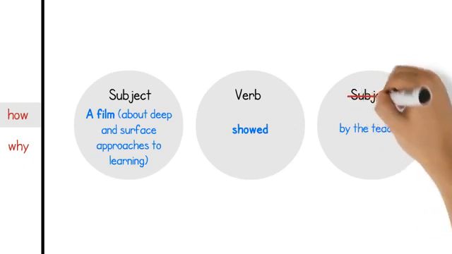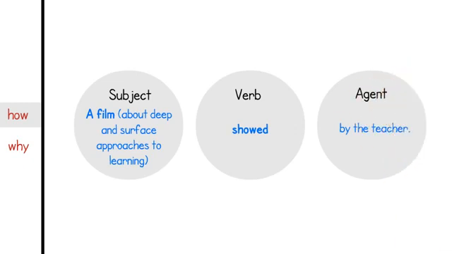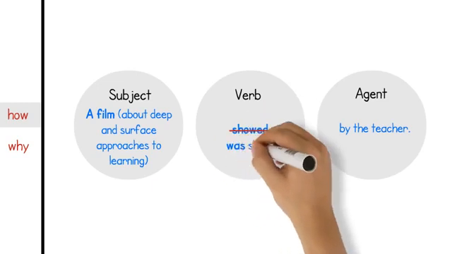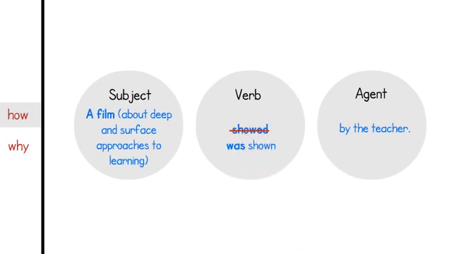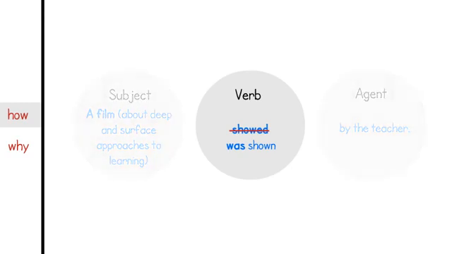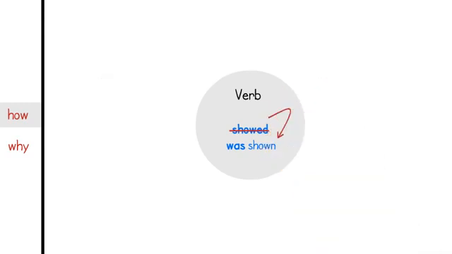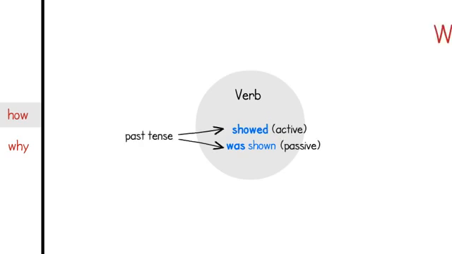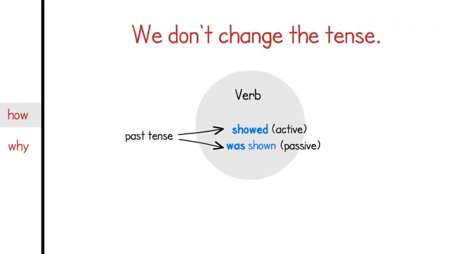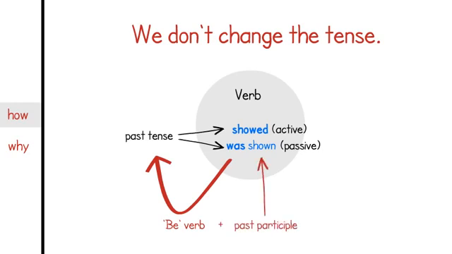Meanwhile, the subject of the active sentence becomes known as the agent, and the passive sentence would be: a film about deep and surface approaches to learning was shown by the teacher. Notice that the verb showed has now been changed to was shown. Both of these are in the past tense because when forming the passive voice, we don't change the tense. We use the be verb in the same tense as the original sentence and add the past participle of the main verb.